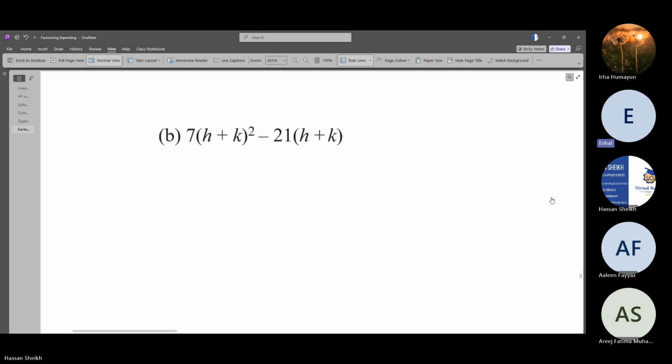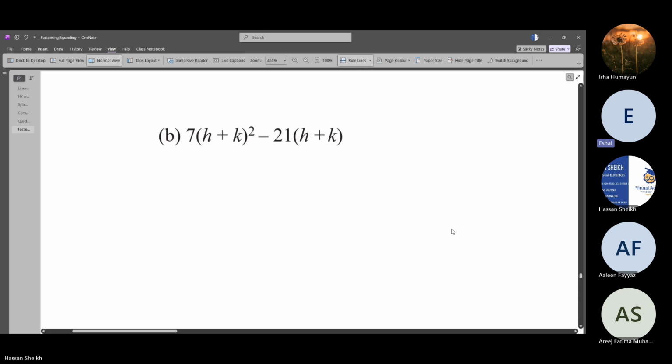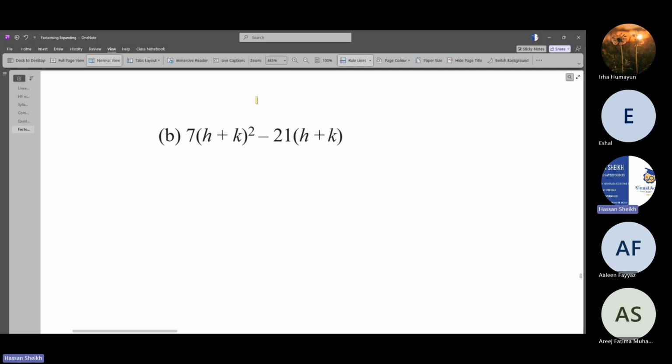Can we cut h plus k with the other one? No, but how? This is an expression. You can't cut it, it's an expression. Sir, what else can we do? Take a greatest common factor. Very well done. Yes, that's how it moves.